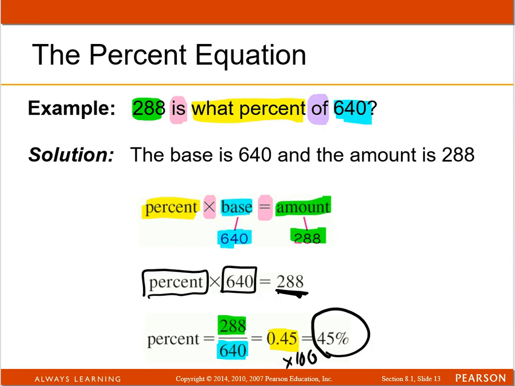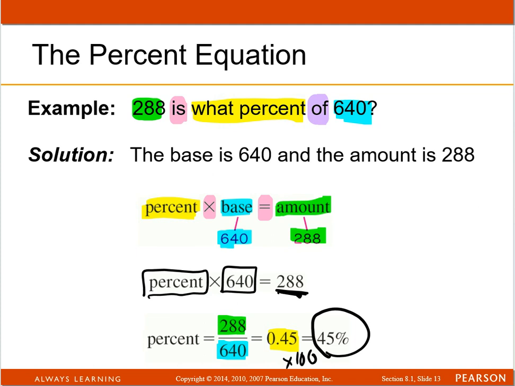I mean, if you think about it, what's half of 640? Half of 640 is 320. That would be 50%. Well, I don't have 320. I have 288. I'm pretty close. But it should be less than 50%. So 45% sounds about accurate to me.